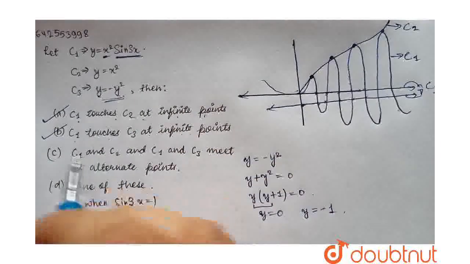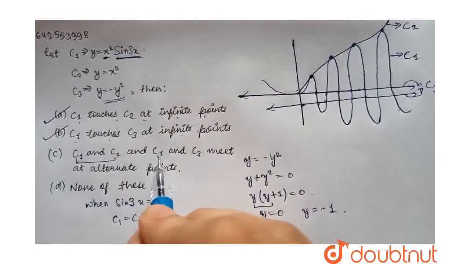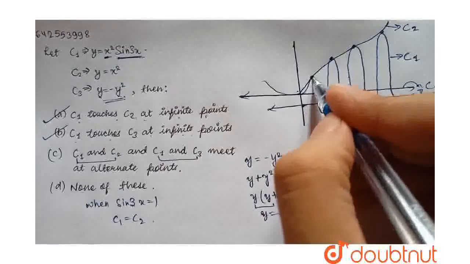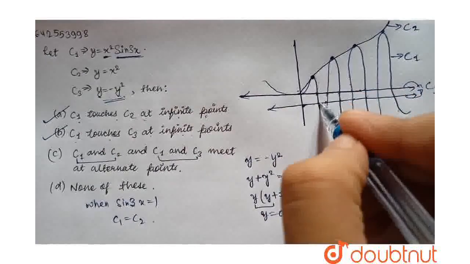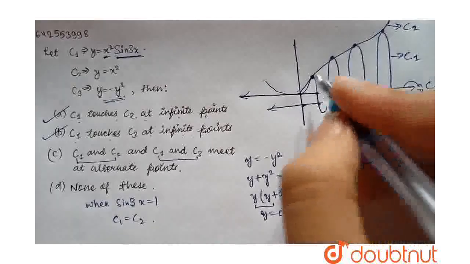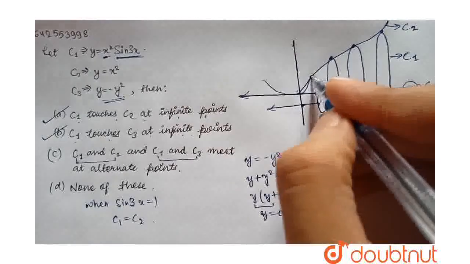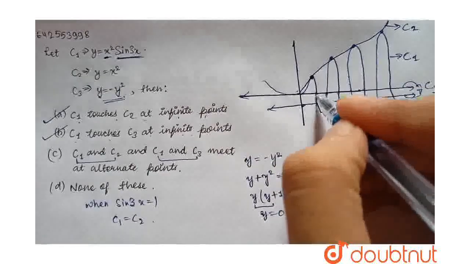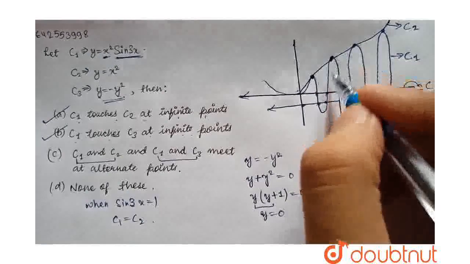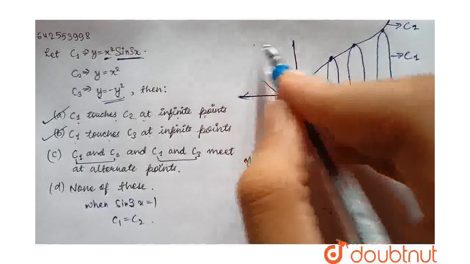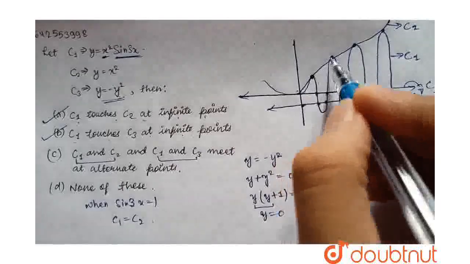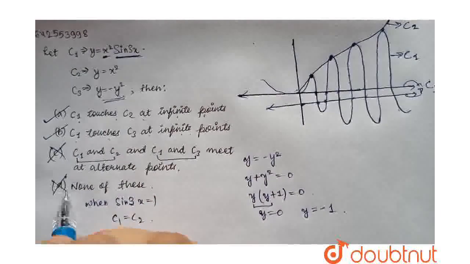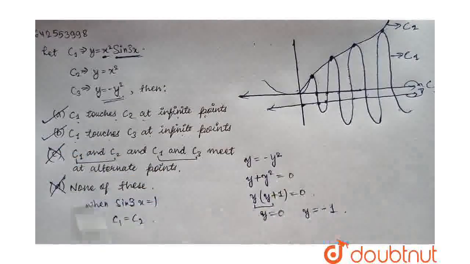Now the option says C1, C2 and C1, C3 meet at alternate points. So it means if we touch C1 and C2 here, then C1 and C3, then C1 and C2. But it is not correct. See, this is the one point where C1 and C2 meet. Then 1, 2, 3 and 4: these are the 4 points where C1 and C3 meet. And then C1 and C2. So this is not alternate. Alternate would be 1, 1, 1, but it is 1, 4, 1. So this option is wrong, and none of these is obviously wrong because two of them are correct. So this is the answer.